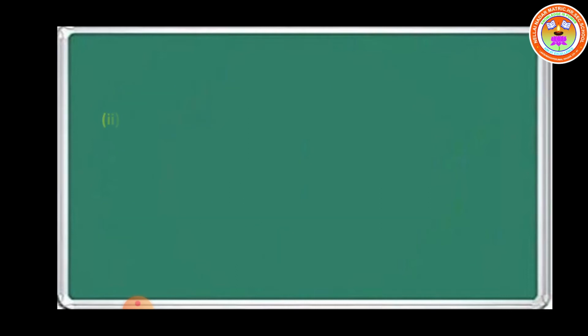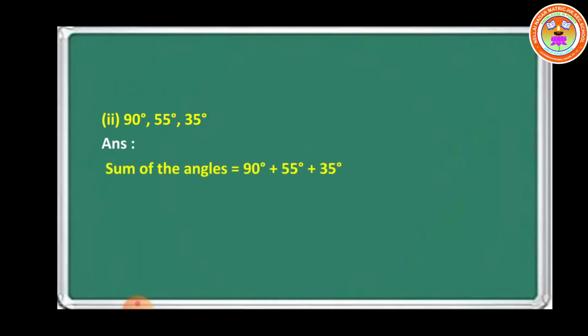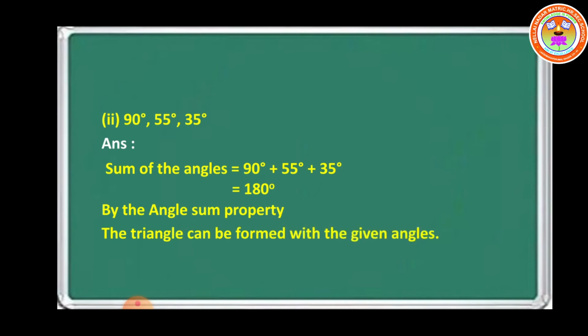Let us move to the second subdivision. The given angles are 90 degree, 55 degree and 35 degree. Let us see the answer. First of all, we will find sum of the angles equal to 90 degree plus 55 degree plus 35 degree which is equal to 180 degree. So, by the angle sum property we can say that the triangle can be formed with the given angles. And what is the type? Here one of the angles is 90 degree. Therefore, it is right angled triangle.